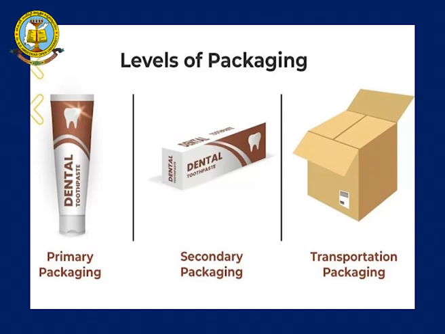So these are the different levels of packaging, dear students. The picture shows us three different levels of packaging. One is primary packaging, second one is secondary packaging, the third one is transportation packaging. If you see the toothpaste, inside a tube you have the toothpaste, that is the first packaging, the primary packaging. After the primary packaging, you have a cardboard box in which the toothpaste is kept. That particular packaging in which the toothpaste tube is kept is called a secondary packaging.